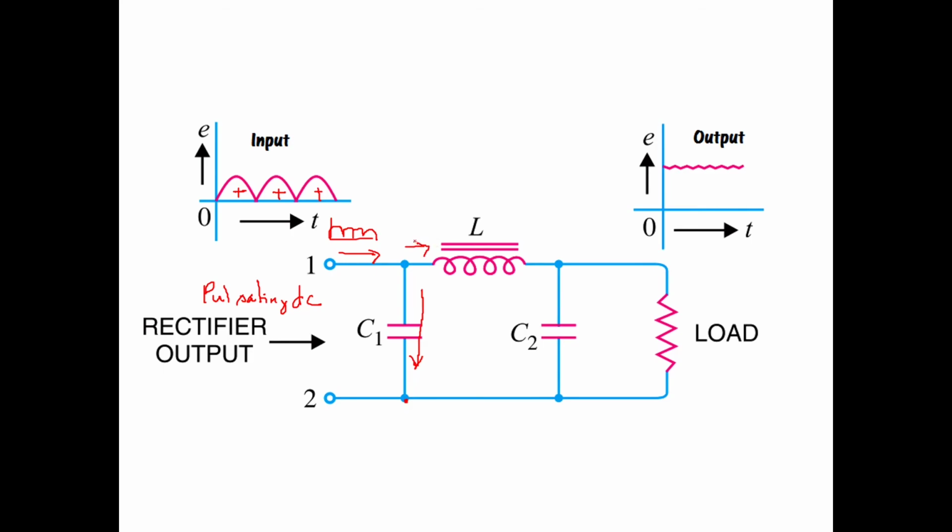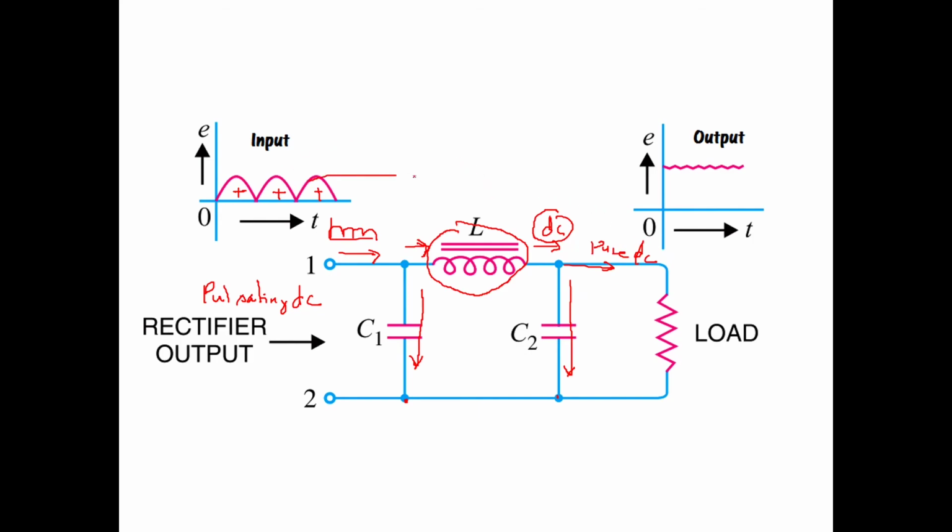Now in that DC which is passed to the inductor, if there is any AC component present in that also, that will be blocked by this inductor, and more pure DC will come here. Now in that DC also, if there is any AC component, that AC component will go through this capacitor to the ground, and more pure DC will come at the output here.